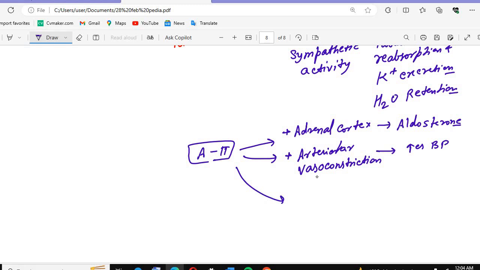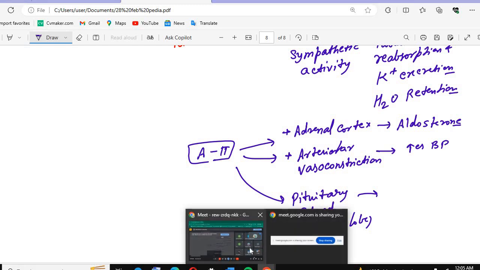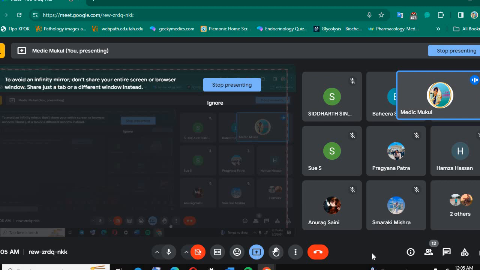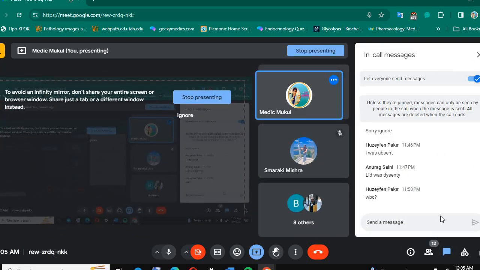Then they have actions on the pituitary gland as well, where they act on the posterior lobe. Let me know, which hormone is secreted by the posterior lobe of the pituitary gland? Write to me in the chat box. Which hormone is secreted by the posterior lobe of the pituitary gland?